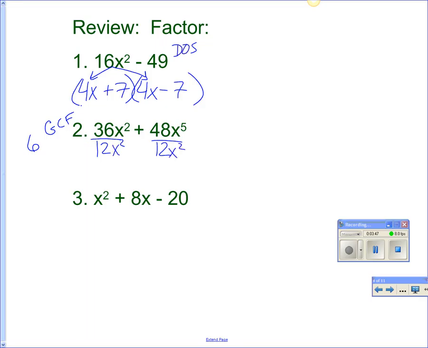Haley, what am I going to do after that step? Divide. Very good. Anybody, 36 divided by 12? 3. What happens to x squared and x squared? Okay. 48 divided by 12? 4. And what do I do with the little numbers? Okay. Dylan, do you remember what I have to do last on this problem? Very good. 12x squared goes out front. Good, Dylan. Thank you.